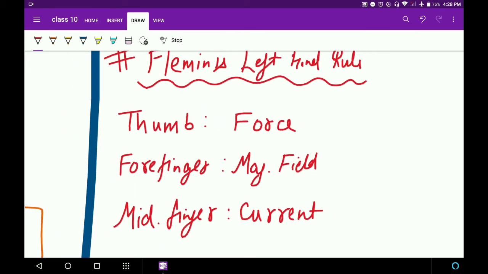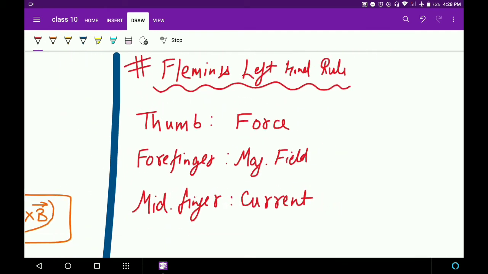Now after putting these three mutually perpendicular to each other, you just have to point forefinger and middle finger according to the direction of magnetic field and current. The direction of thumb will give you the direction of force. This is how you have to use Fleming's left hand rule. And one more thing guys, as the name suggests, you have to use only your left hand. Do not try to use this rule using right hand.